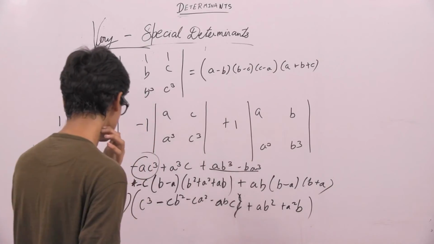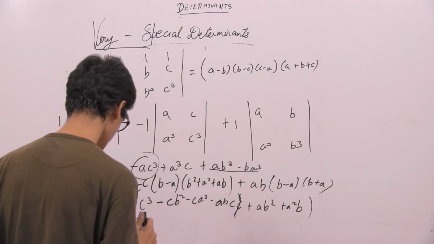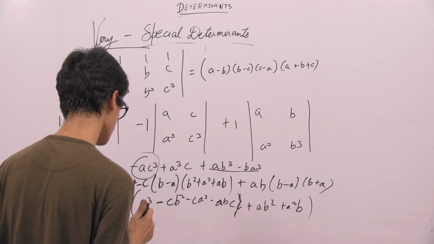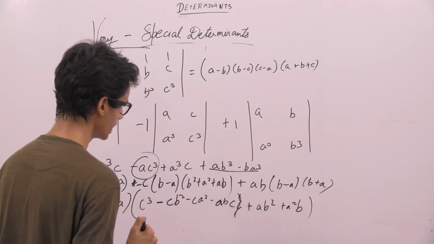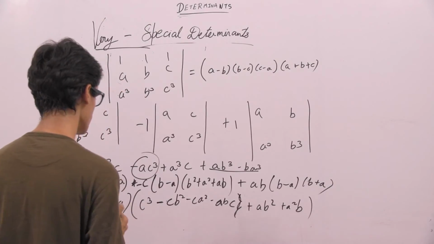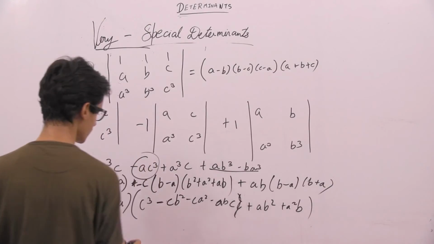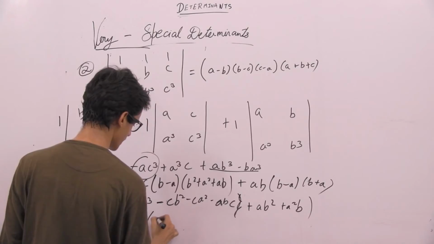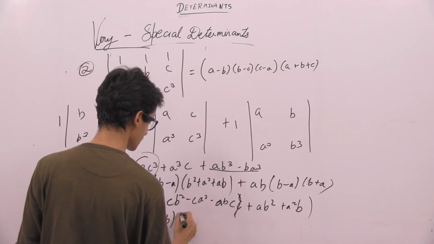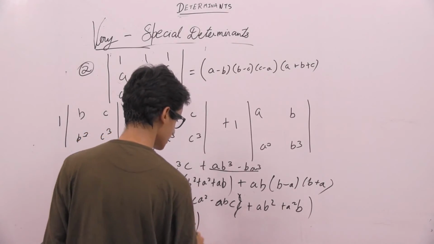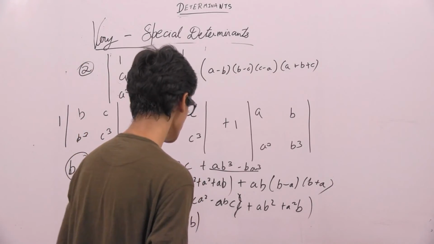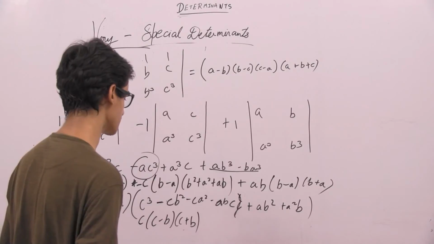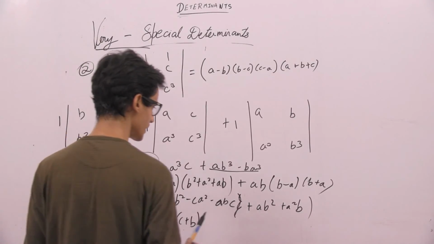So let's see, can we get other commons here? What can we get? Now let's say we take c common from here. We get c minus b, c plus b. Let's say now we need to find c minus b from other terms. So how can we get that?